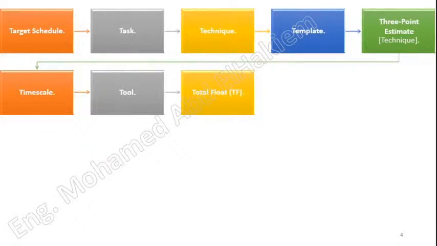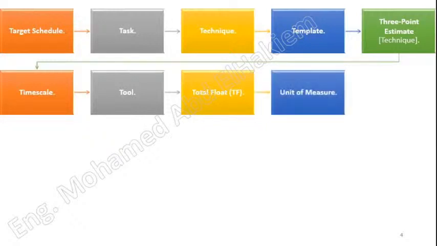Total float, TF. The total amount of time that a schedule activity may be delayed from its activity early start date or activity early finish date without delaying the project end date, or violating a schedule constraint. Calculated using the critical path method technique and determining the difference between the early finish dates and late finish dates.